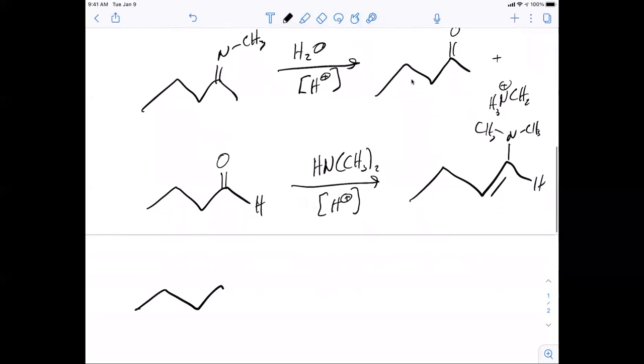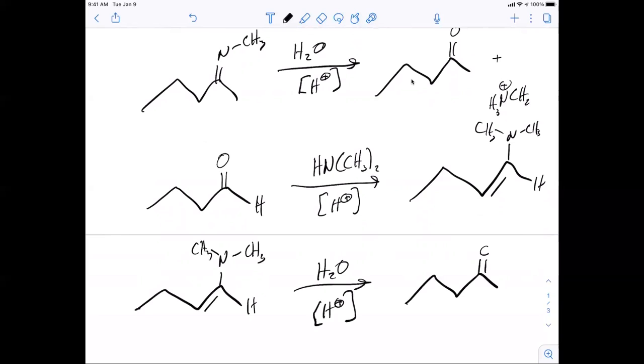But if I take an enamine, right, and add acid and water, I'll just reverse that and go back to the ketone, the aldehyde. Okay. So I can drive these reactions one way or the other. I drive them by changing the concentrations. The conditions are often the same, right? It's just acid promoted.